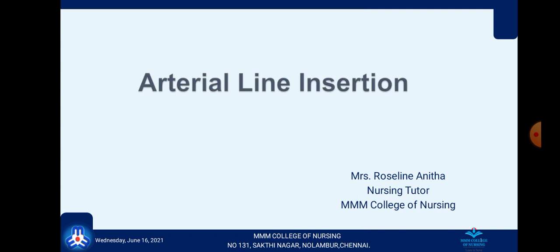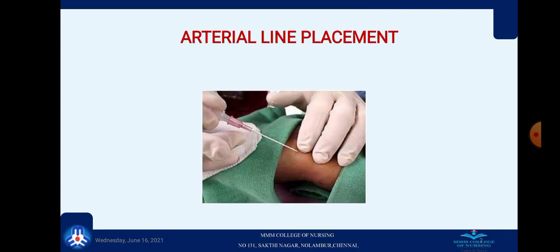This video I am going to discuss arterial line insertion. Arterial line placement is a common procedure in various critical care settings. It is a monitoring system that uses an artery for access and consists of a catheter in the artery, pressure tubing, transducer, and an electronic monitoring device. It is used for monitoring of systemic blood pressure and obtaining arterial blood for analysis.